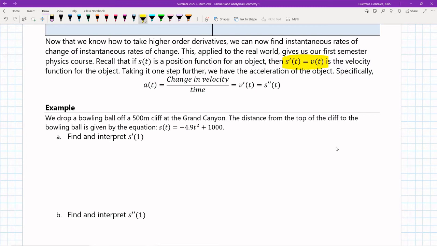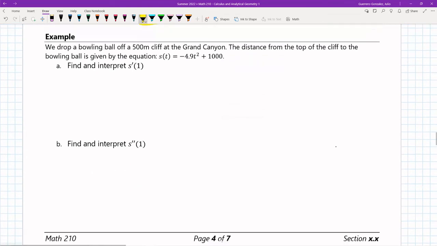right? So that's what's happening here. We find out that a of t, the common way to write out an acceleration, is the change in velocity over time, right? And that's our first derivative for the velocity, which happened to be the first derivative of the position function. So that means that our acceleration is equivalent to the first derivative of the velocity or the second derivative of its position. Okay, so let's go ahead and try this out.